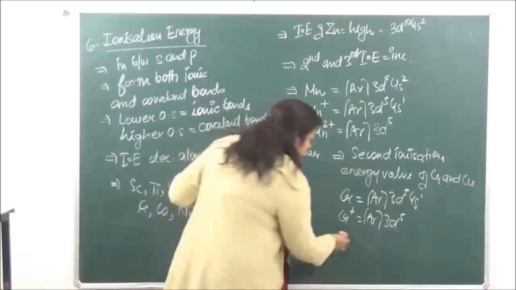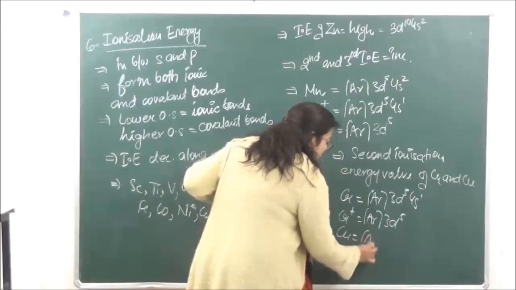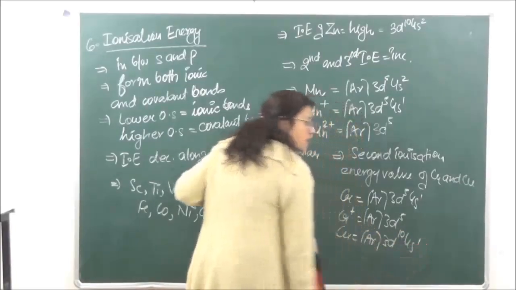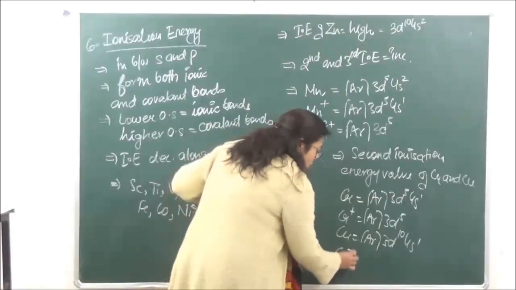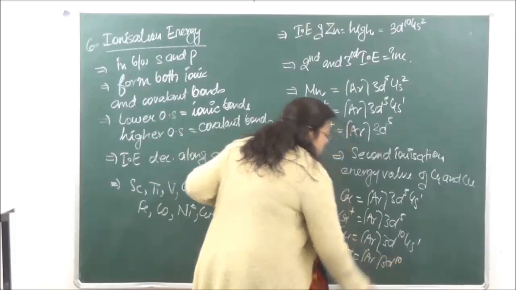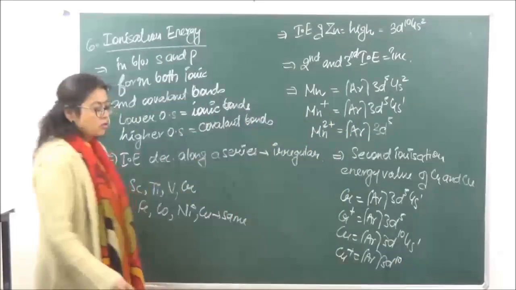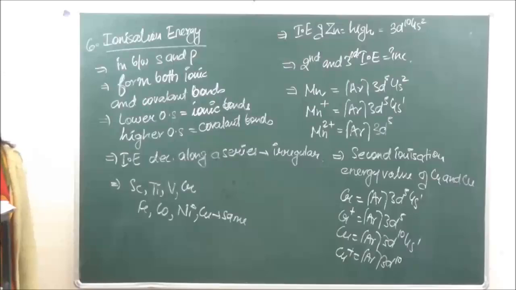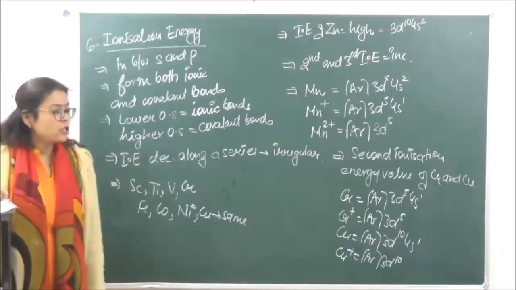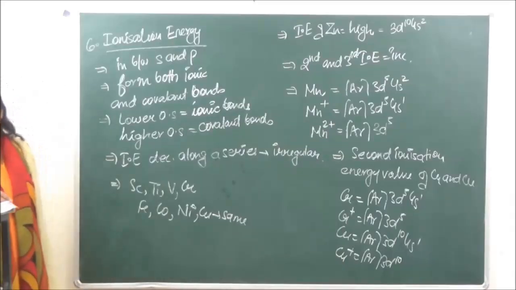Same is the case with copper. Copper has argon 3d10 4s1. So Cu positive is formed, and we have argon 3d10. So the ionization energy now is going to be very high because the next electron has to be removed from a fully filled electronic configuration of 3d10.